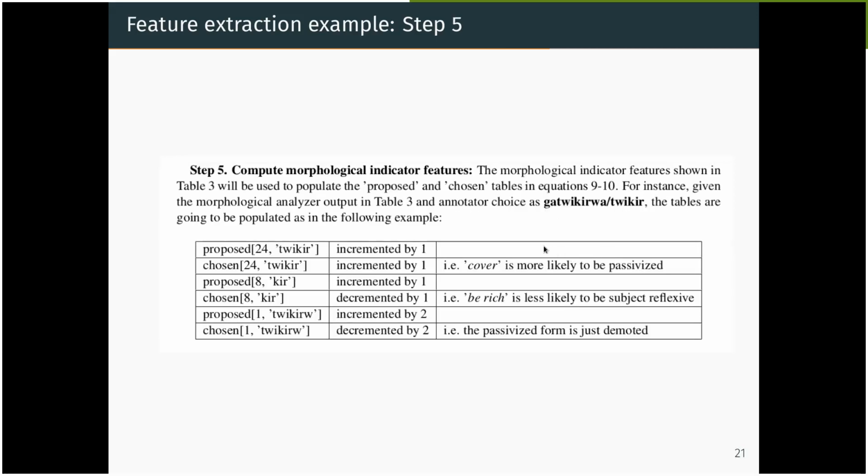And then there are also those we call indicator features. Indicator features means the morphological features that are in the word.